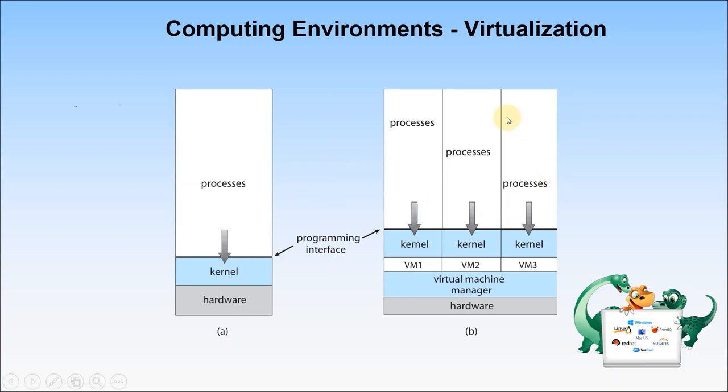Computing environments in virtualization. In the first, you have a single hardware, kernel, and then processes. This is a typical setup of a computer system. Now, in letter B, there are some implementations of virtual machines. The hardware is shared among different virtual machines. Each virtual machine has its own kernel, and each is running different processes, all running on top of a single hardware. There is just a virtual machine manager which manages the hardware.